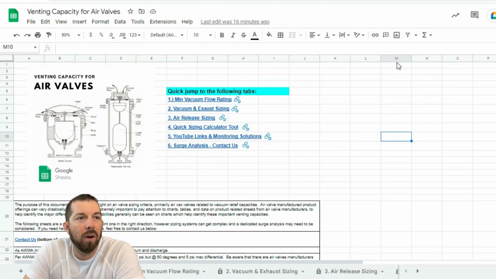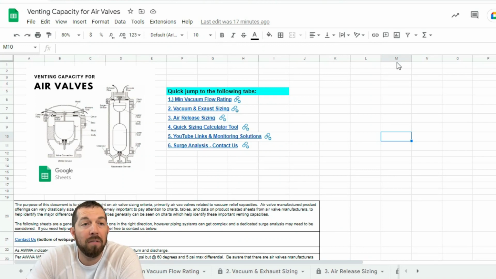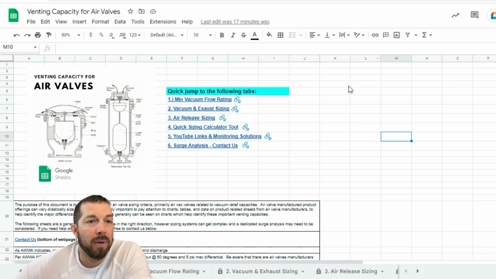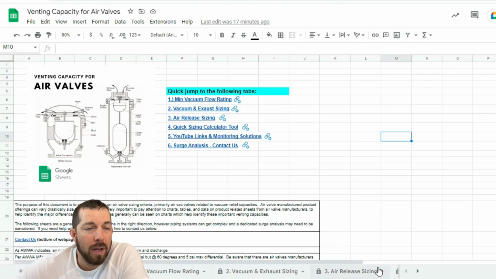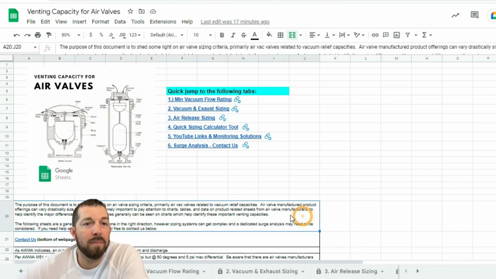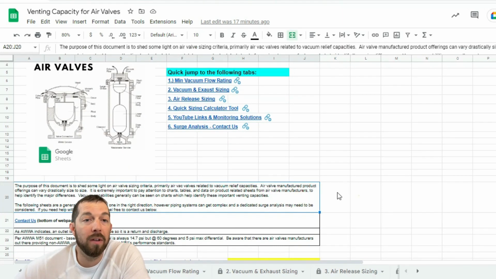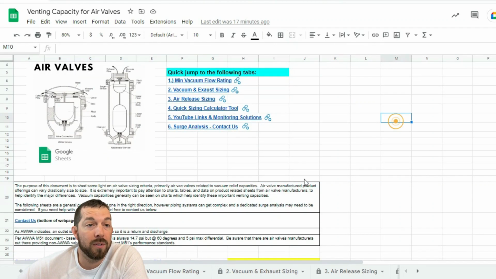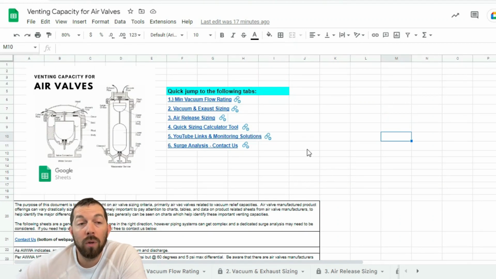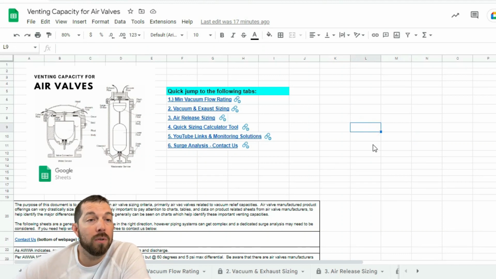All right, we are going to talk about venting capacities for air valves, the famous Google Sheet. So let's jump into this. We got a few tabs across the bottom. Please note there are some disclaimers, or things to watch out for within this as well. But this is another good tool that you can use as a resource for air valve sizing. This gives a little more detail of what's required for venting under a vacuum event specifically. So let's just jump right into it.